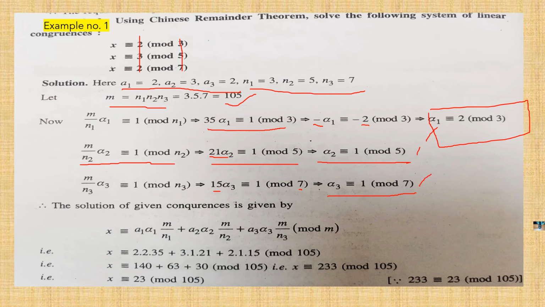So our formula is x is equal to a1 alpha 1 M upon n1 plus a2 alpha 2 M upon n2 plus a3 alpha 3 M upon n3. This is our formula. Using all the values of a1, a2, a3, alpha 1, alpha 2, alpha 3, and M upon n1, M upon n2, M upon n3, we get this thing modulo 105, because M is the product of the prime numbers. Simplifying this result, we get this one. We can further reduce it because 233 is congruent to 23 modulo 105. So we get the solution using the Chinese remainder theorem.